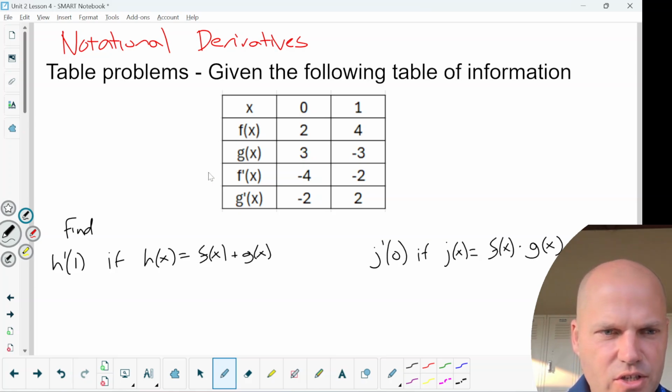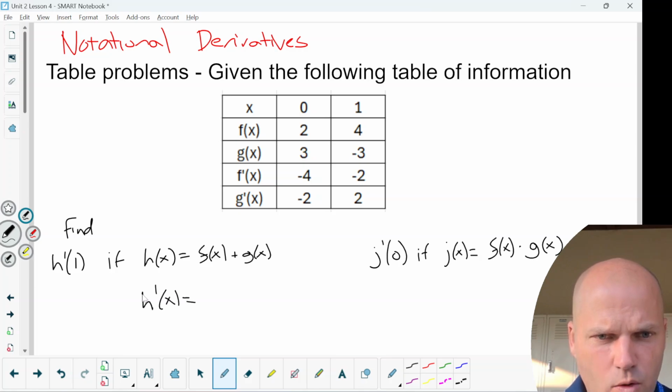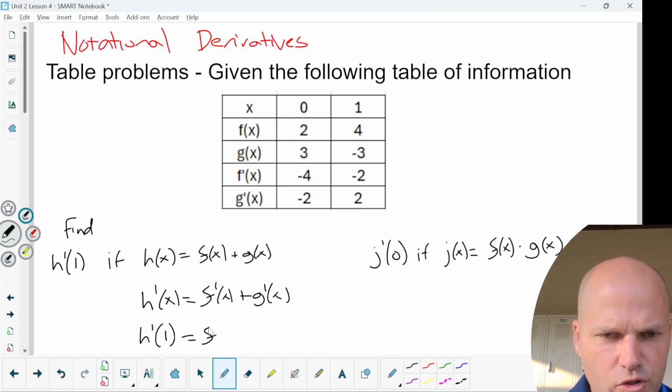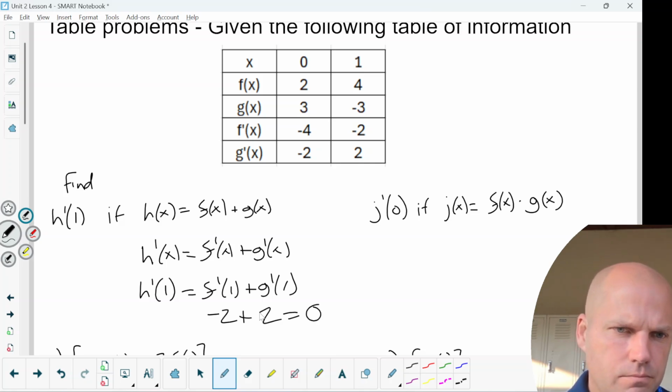So here's what I mean. We're given a bunch of information in this table. We're asked to find h prime of 1, so the slope of h at 1, and h is just equal to f plus g. Well, the slopes of h would equal the slopes of f plus the slopes of g. Great, so that means h prime at 1 would equal the slope of f at 1 and the slope of g at 1. Well, the slope of f at 1 is negative 2. The slope of g at 1 is 2. All right, I can just get 0.